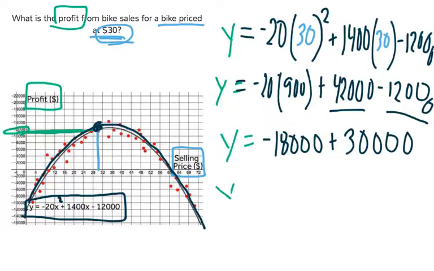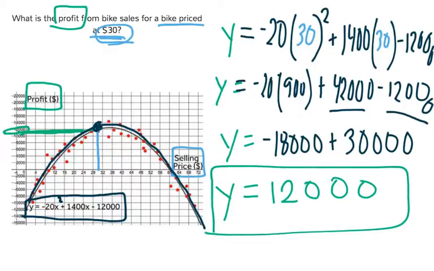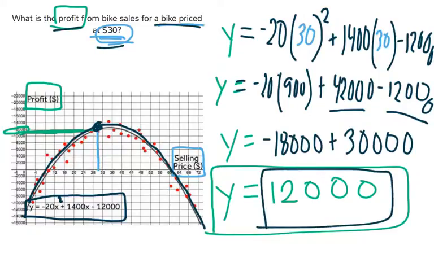And then finally, if I do this last part of the math here, I should get 12,000, which is what we got when we looked on the graph. So the profit from a bike priced at $30 is going to be $12,000. We can solve that graphically as we found here on the graph for this point, and we can solve it algebraically using that line of best fit. Both ways we get that the profit for the bike price of $30 will be $12,000.